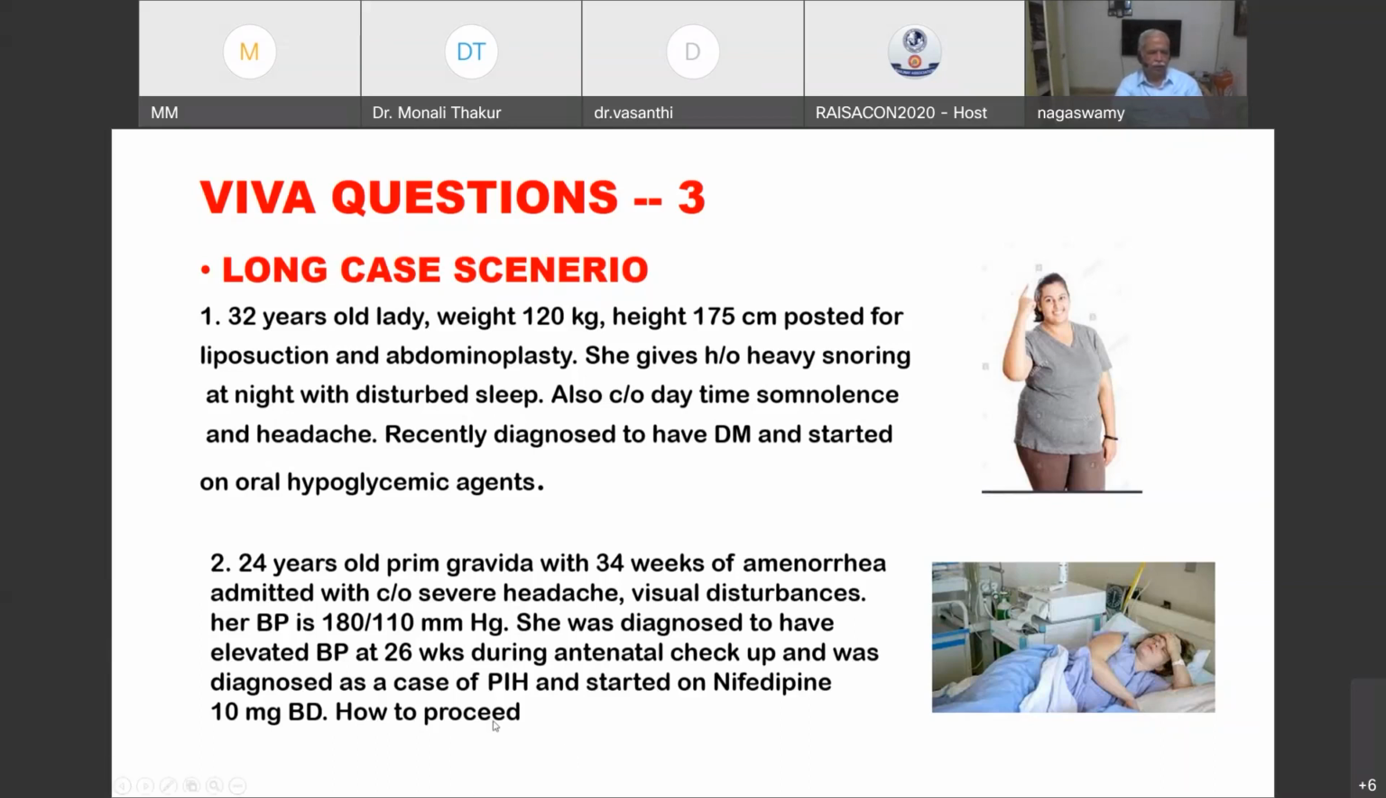Now you are in the emergency, madam, and the patient comes with all these complaints. You have found out that she is now 34 weeks pregnant. She has got all these features. Now I am asking you, what are you going to do? What is your answer? Magnesium sulfate can be started.